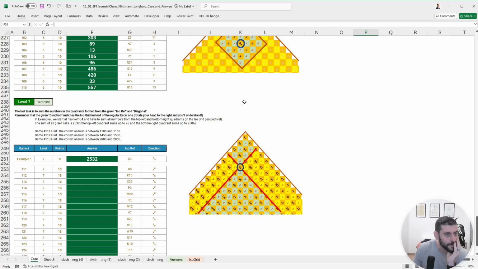So sum the numbers in the quadrants formed from the given isoref and diagonal. Remember that the given direction matches the isogrid instead of the regular cell. Isoref C4. Sum of the green cells. Okay. Okay.